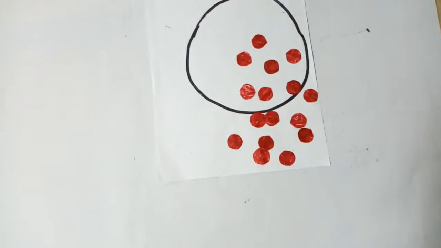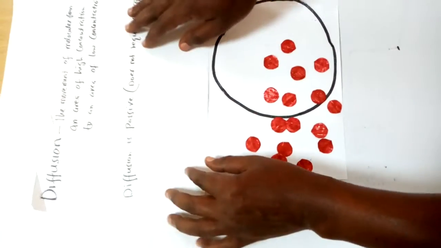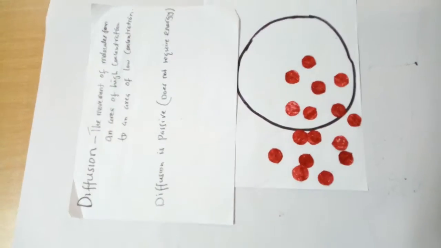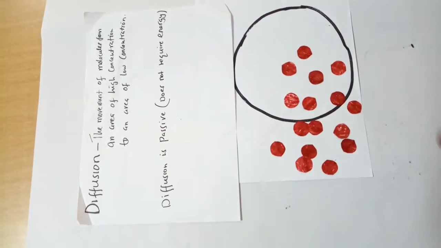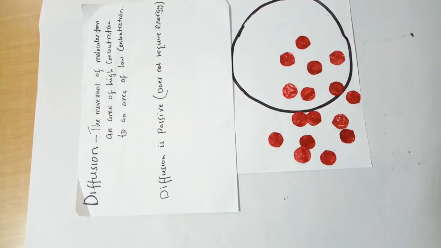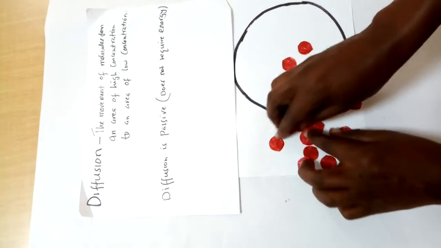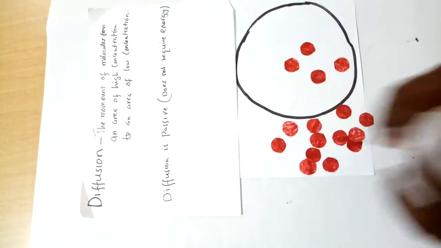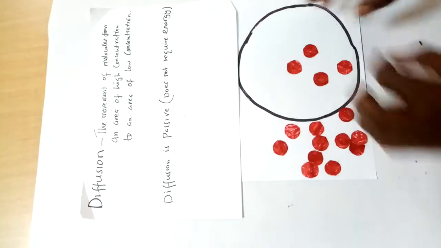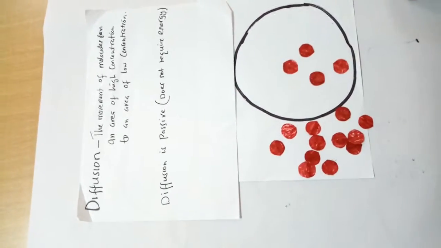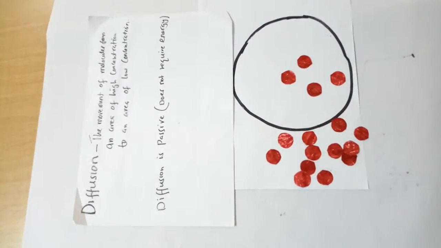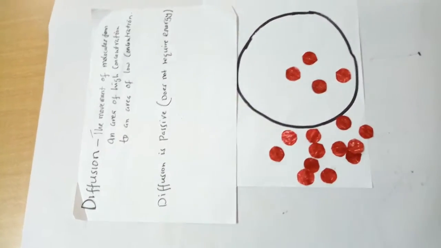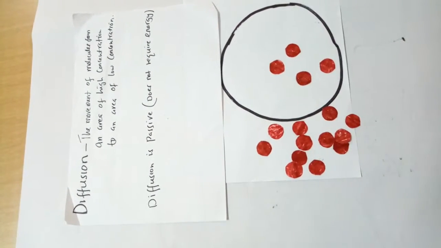In this lesson, therefore, in simple terms, diffusion is the movement of particles from an area of high concentration to an area of low concentration. One thing to note about diffusion is that it is passive, in the sense that it does not require energy.